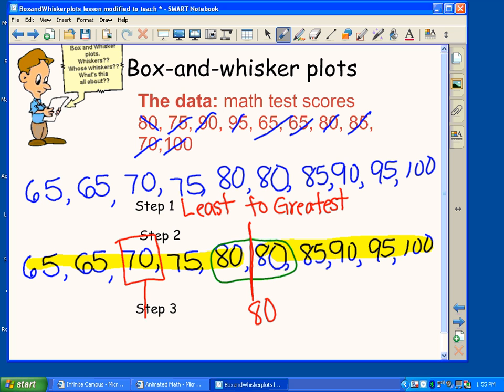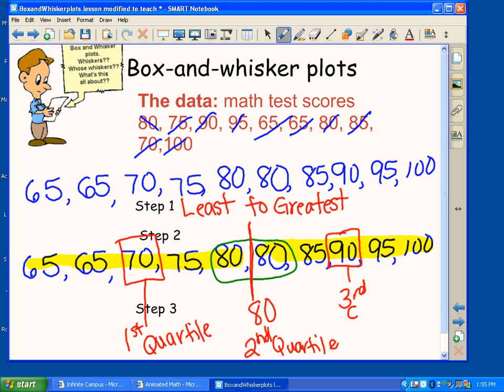70. You know what this is called? This is called the first quartile. This is called the middle quartile, the second quartile. The third quartile. And now we come over here. Is our what quartile? Third quartile.